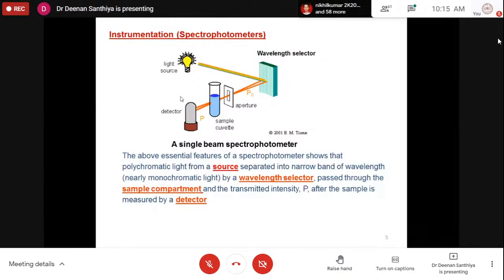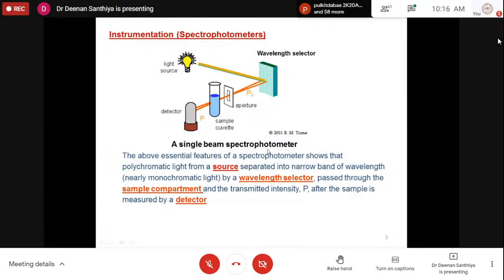Yes, ma'am. Ma'am, what is a sample cuvette? Sample holder. Sample holder, okay, ma'am. Okay. Cuvette is nothing but, so someone's mic is open, I'm getting disturbed. The cuvette is the sample holder.